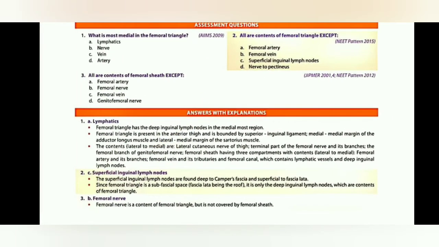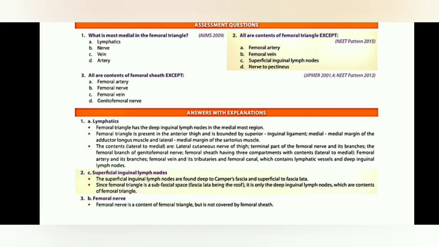So now let's see the MCQs which came in the past years. What is the most medial in the femoral triangle? Lymphatics, nerve, vein, or artery? So obviously it is the lymphatics which is the most medial because it is present in the femoral canal.